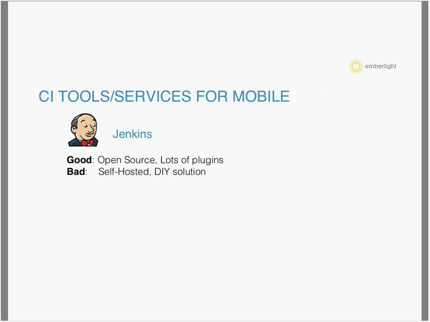So finally, I want to touch on some of the CI tools that are available for mobile. I think Jenkins is one that everybody has heard of. It's not just used for mobile, obviously. It's used for CI for just about everything in the world. One of the things about it, it's open source and has tons of plugins. The downside to Jenkins is that it is self-hosted. It's kind of a DIY solution. So you have to set up your own server. You have to configure that server. You have to install Jenkins. You have to then configure Jenkins.